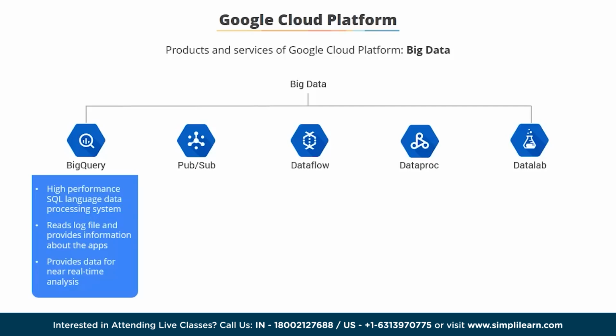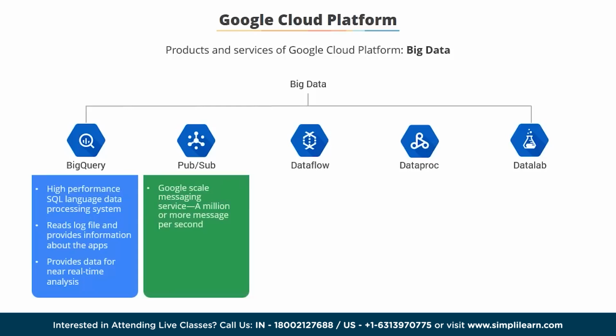PubSub is a very simple idea. It's about sending messages to people who are interested in what you're saying. And it's Google scale. It'll take a million messages per second, and it's also a great decoupling tool in terms of architecture. Dataflow is very innovative.